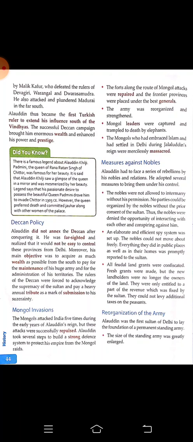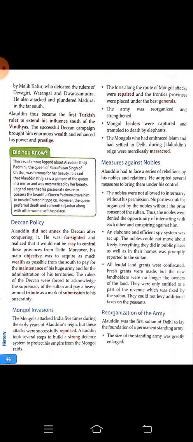What kind of measures were taken against the nobles? Though these nobles were working for Alauddin Khilji, he was still facing lots of revolts and rebellions were rising. For that he took some measures in order to control the nobles. The first thing was the nobles were not allowed to intermarry without his permission. No noble could marry without the permission of Alauddin Khilji.